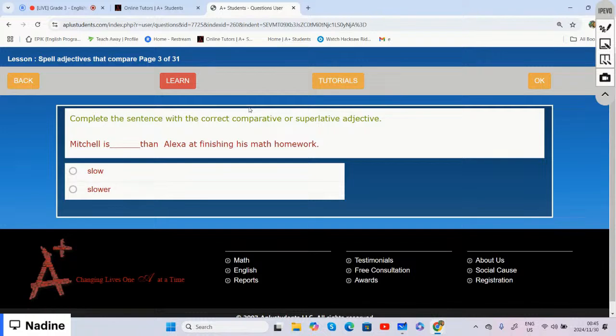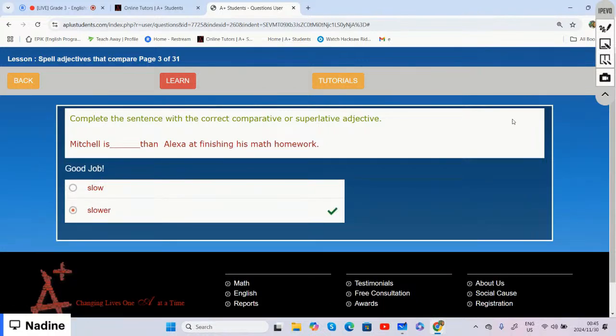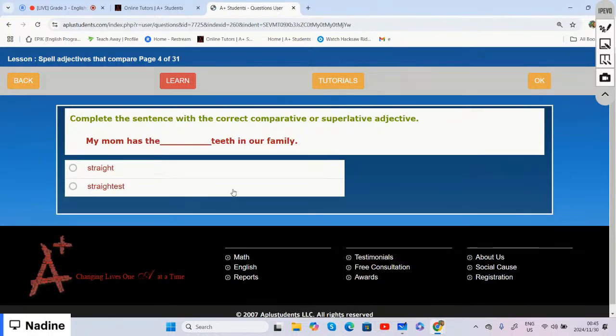All right. And if we were to choose the correct option, which is our comparative option, we can say Mitchell is slower than Alexa at finishing his math homework. Slower. Yes. Well done. And let's do the last one.